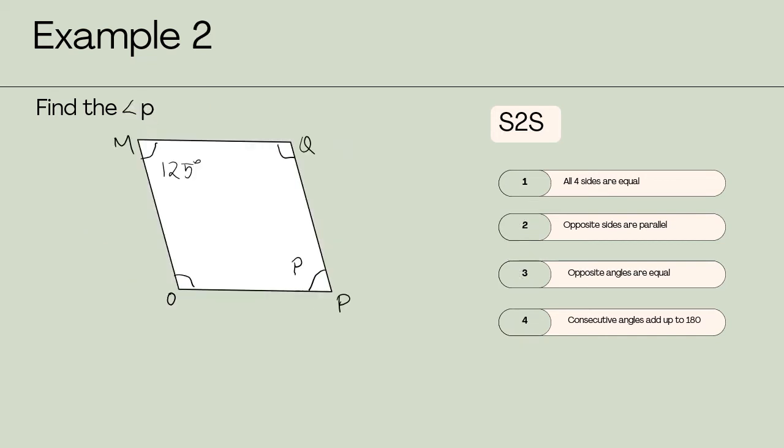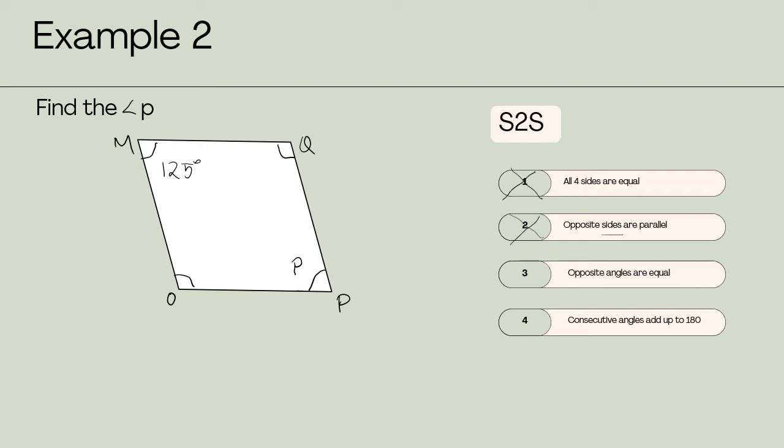Example 2, find the angle P. So we have a rhombus here labeled as MOPQ. We have an angle given here, which is 125. No sides are given here, and we are required to find angle P. So let's just recall our properties. All four sides are equal, okay, but we're not doing side in this example. All opposite sides are parallel, okay, but we're not doing side, so that is not applicable.